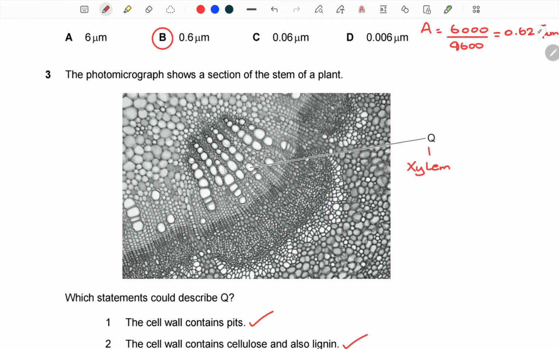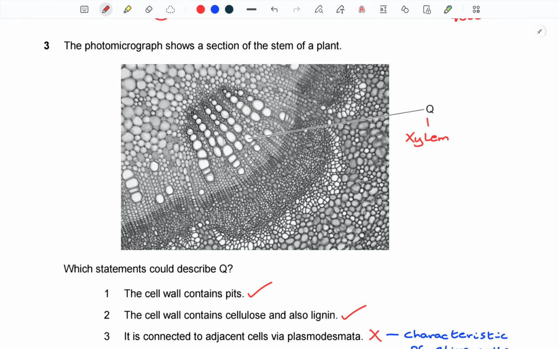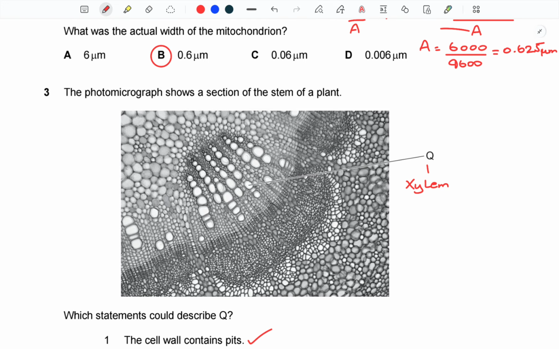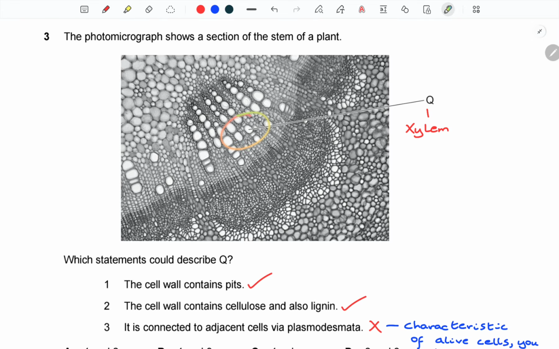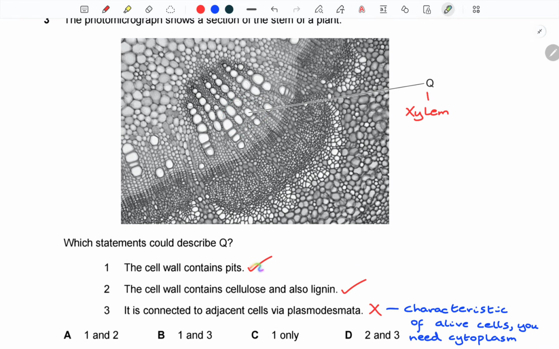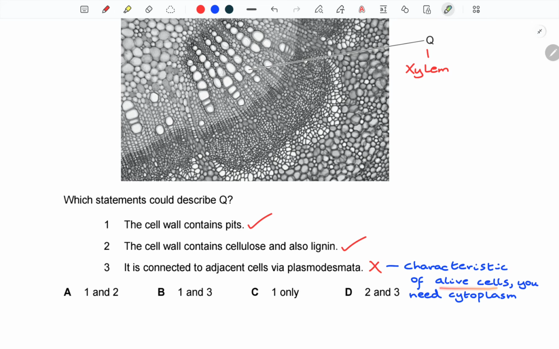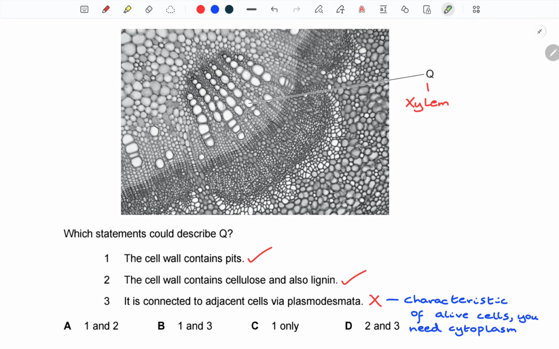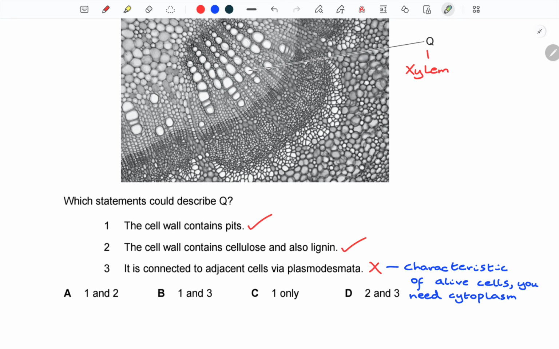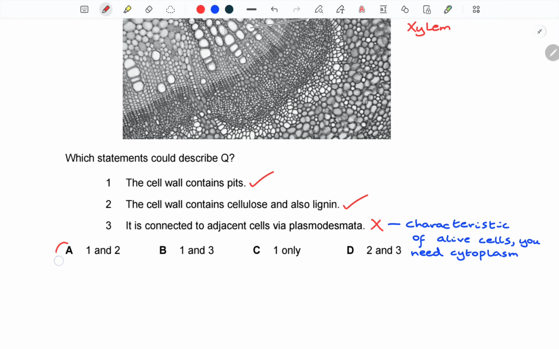Number 3, the photomicrograph shows a section of the stem of a plant. Which statement could describe Q? So Q shows the xylem over here. The cell wall contains pits. That is correct. Xylem does contain pits. It contains cellulose and lignin as they are dead cells, and is connected to adjacent cells by plasmodesmata. This is wrong, because plasmodesmata is a characteristic of living cells, and you need cytoplasm for there to be plasmodesmata. Hence, our answer for 3 is A, 1 and 2 only.